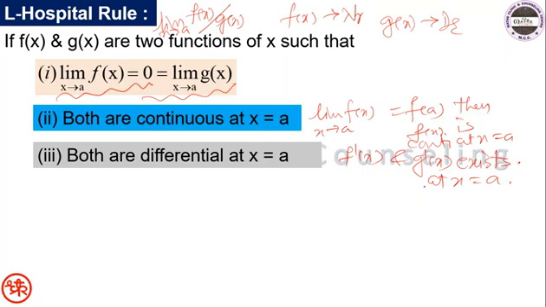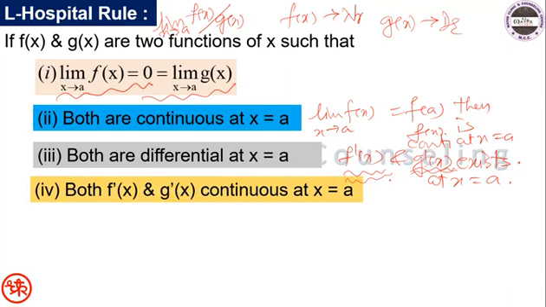And the fourth condition is that the new functions, after taking the derivative of f of x and g of x, that is f dash of x and g dash of x, should also be continuous. So both f dash of x and g dash of x are continuous at x equal to a, means limit of f dash of x as x tends to a is equal to f dash of a. Similarly for g dash of x.